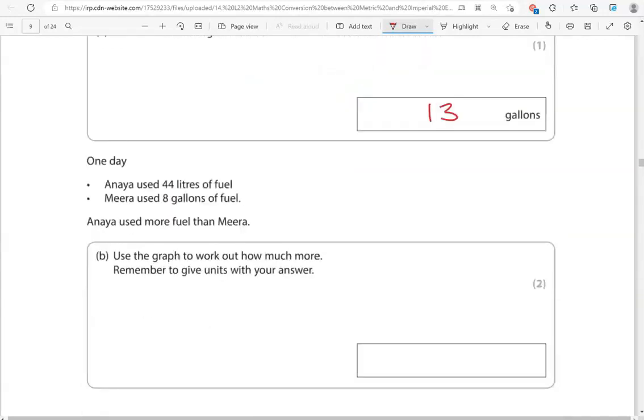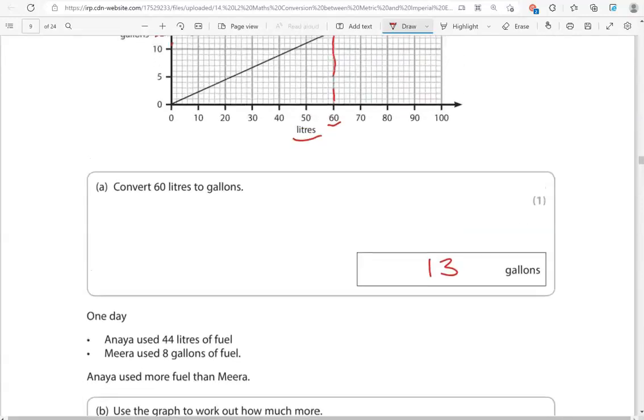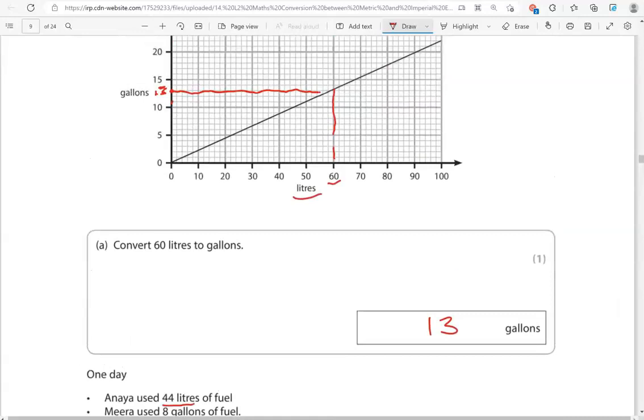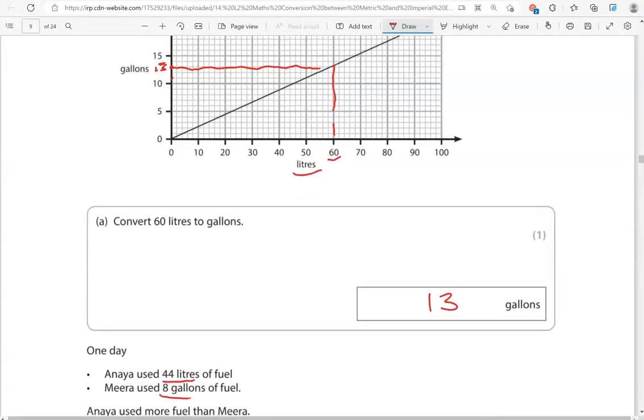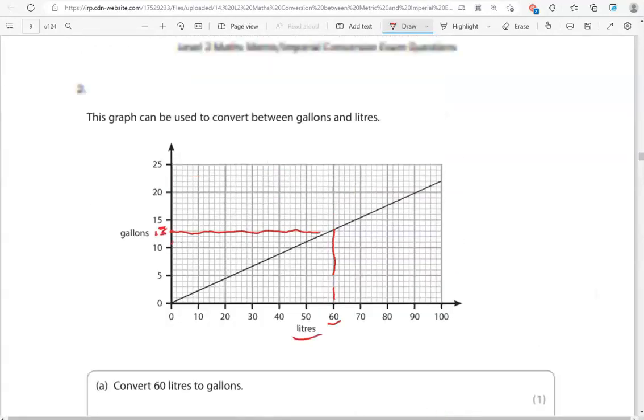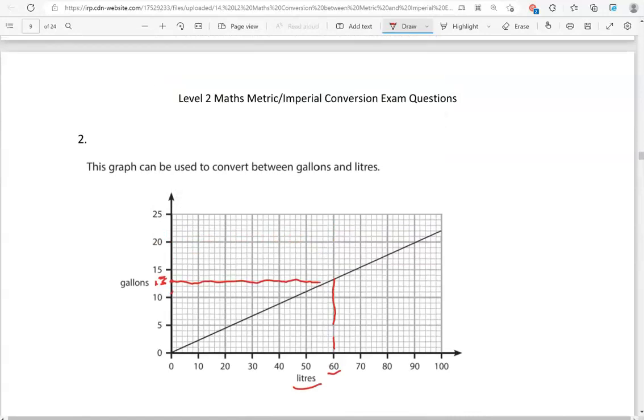One day, Anaya used 44 liters of fuel. Mira used 8 gallons of fuel. Anaya used more fuel than Mira. Use the graph to work out how much more. Remember to give units with your answer. So 44 liters and 8 gallons. 44 liters, that will be here.